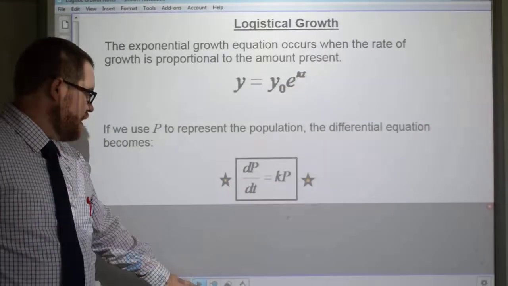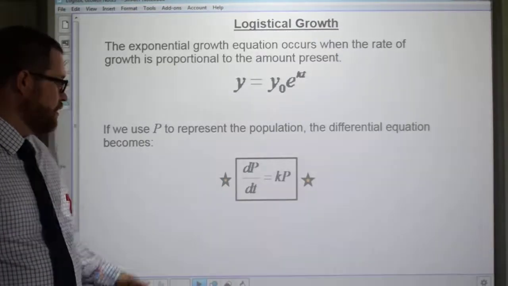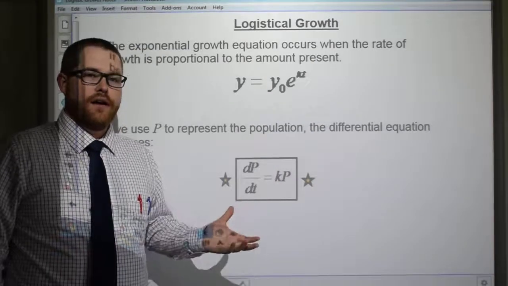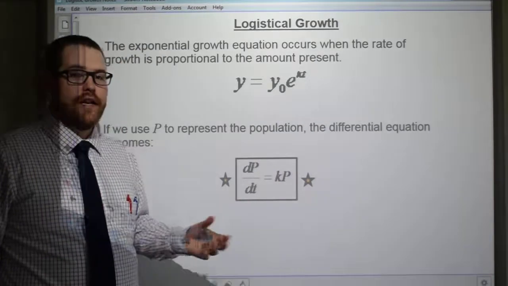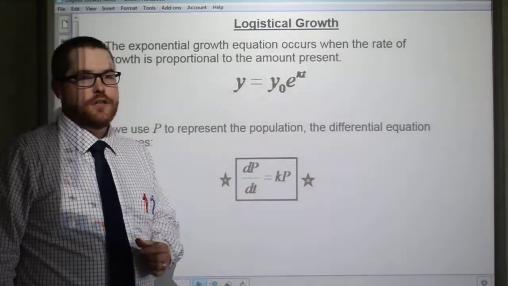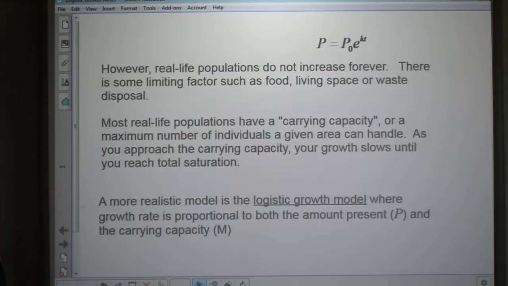Okay? Its differential equation isn't based on time. It's based on population. So the more people you have, the more people you'll have next year, or next month, or tomorrow. It's not based on T, it's based on P, the population. Exponential graphs, well, let's talk about this.